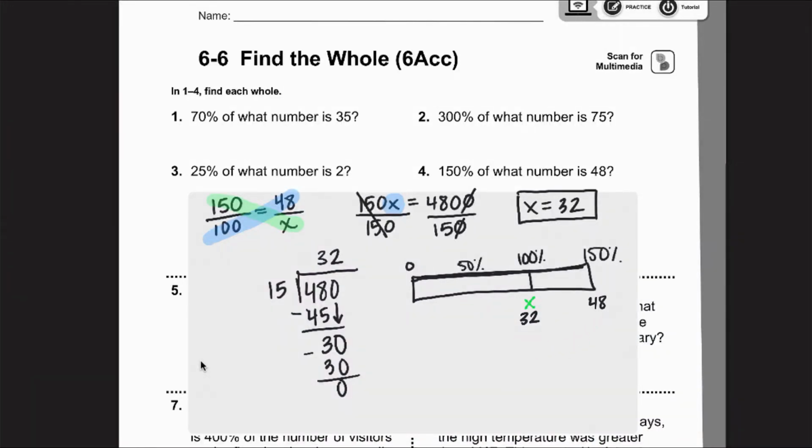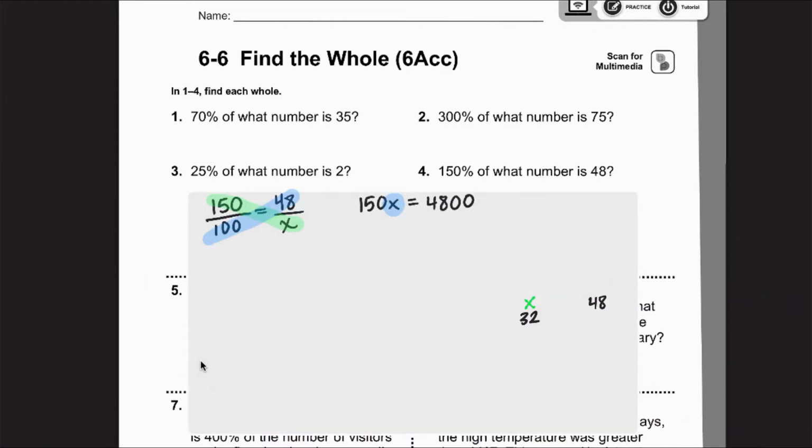Okay. Let's do another one of these problems here. Let me clear this off real quick. Of course, it doesn't want to take that away. All right.